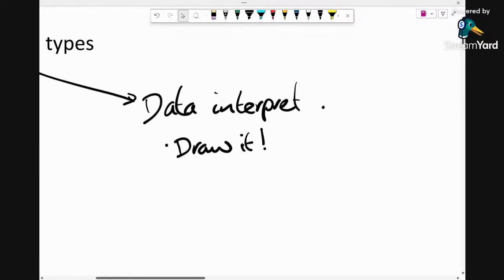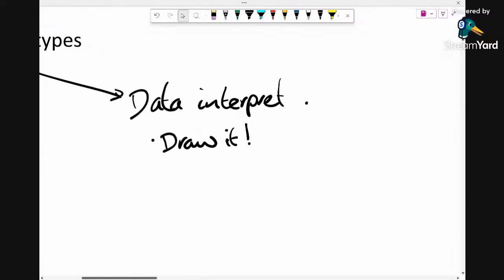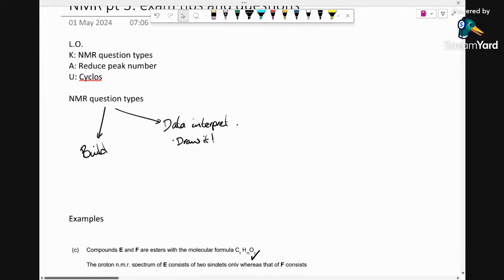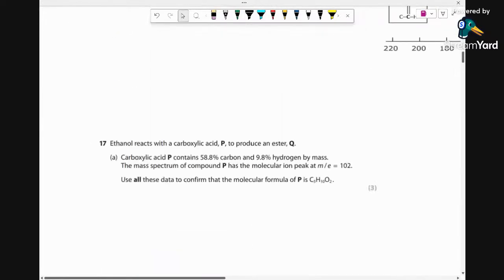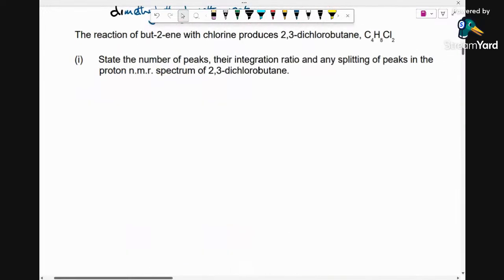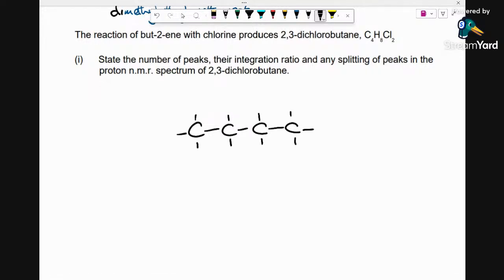Anyway, so data interpretation questions. The first step is to draw it if they haven't given it to you already. Sometimes they give you it pre-drawn and then you just label it. But if they haven't, you need to draw it. Really important. So I'm going to straight off draw 2,3-dichlorobutane. I'm going to draw this all out. Everything goes on. Yeah, there we go.